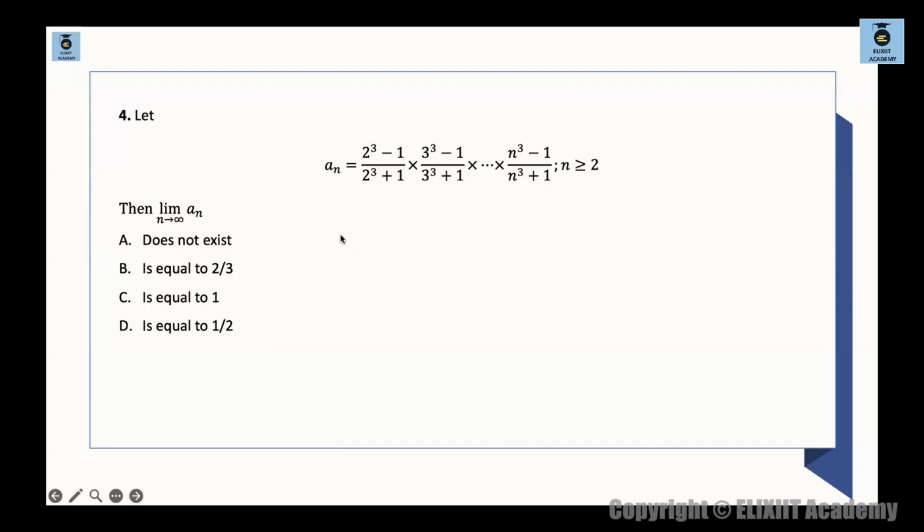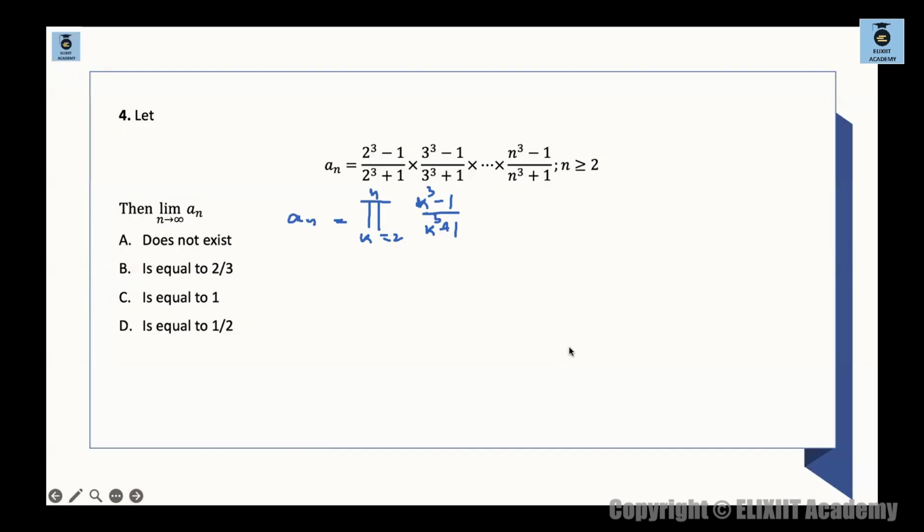First of all, write this into the standard product form. Look, a_n is the product of k equal to 2 to n, starting from 2, of k cube minus 1 divided by k cube plus 1. Hopefully this much is clear to you. I'm just writing the compact form. So product of k equals 2 to n of k cube minus 1 divided by k cube plus 1.